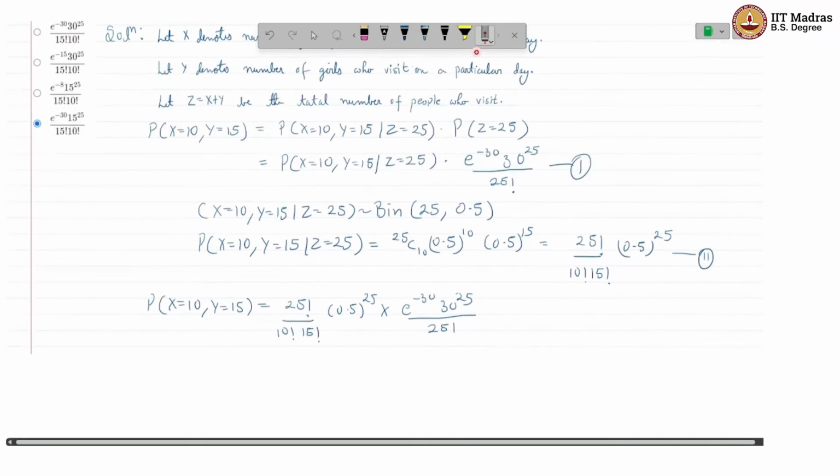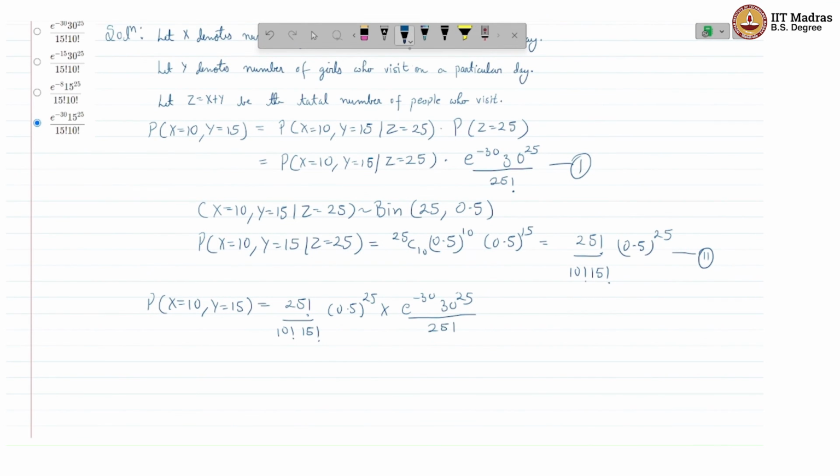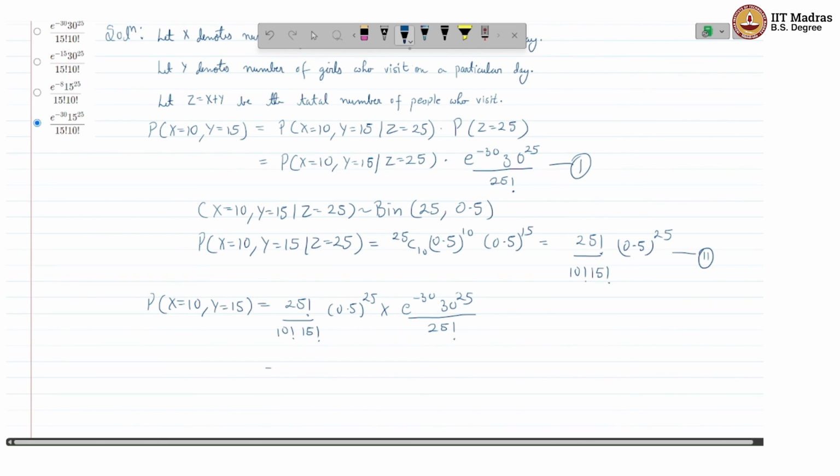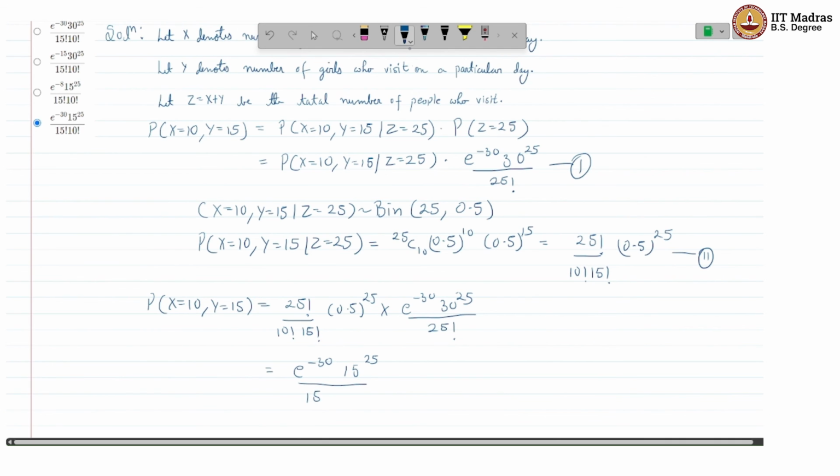And for the simplification, these two terms will get cancelled out, and so this value will be e raised to the power minus 30, 15 raised to the power 25 divided by 15 factorial into 10 factorial. And so this is the required answer.